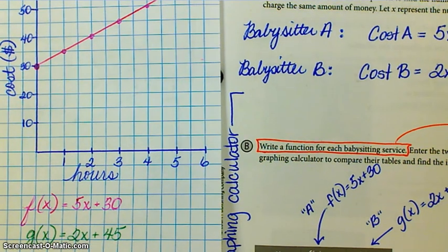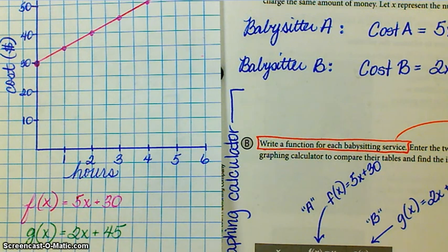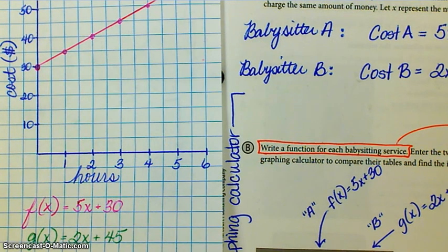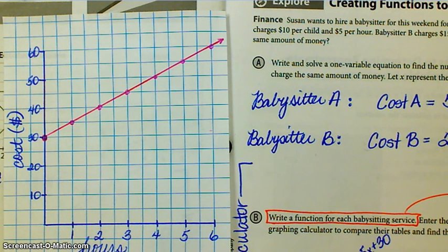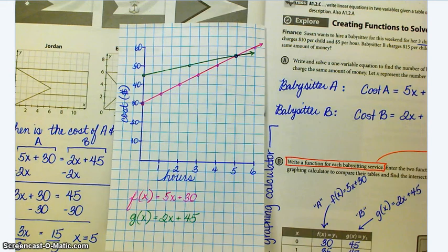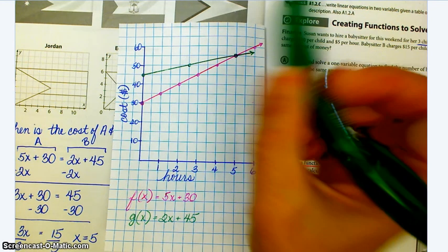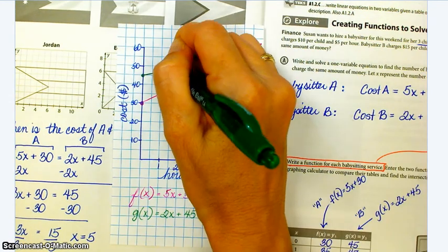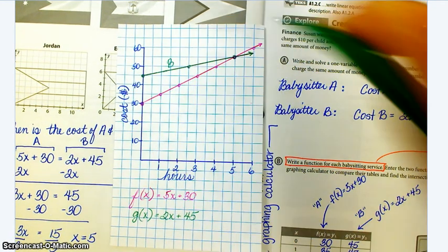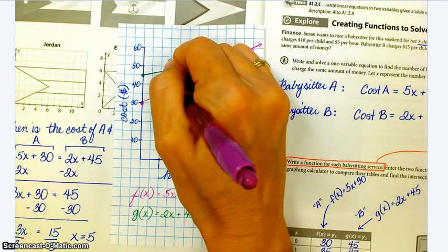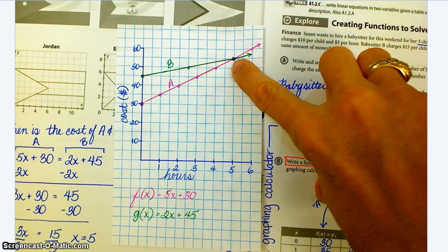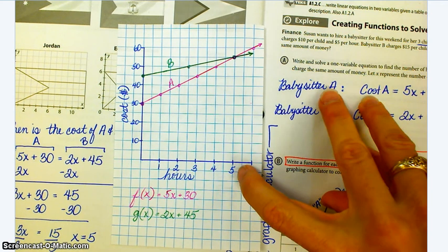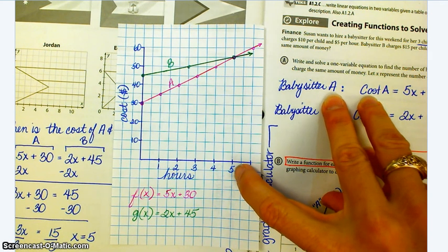So the next one is 2x plus 45. That's for the second babysitter. So let me plot that one. So the y-intercept is going to be higher, but the slope is going to be flatter. So hang on. Okay, so I've plotted the graph for babysitter B. And you can see that babysitter A and babysitter B, if I plot both of those lines, the lines intersect at x equals 5, which is what we solved for.